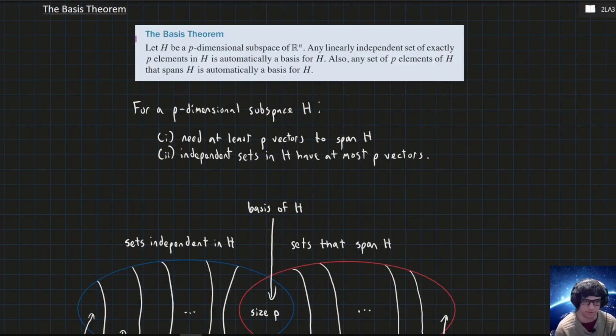So now let's talk about the basis theorem, which is very useful for identifying a basis for a subspace H, given that you know the dimension of H. Let H be a p-dimensional subspace of Rn. Any linearly independent set of exactly p elements is automatically going to be a basis of H. Also, any set of p elements that span H are automatically going to be a basis of H.